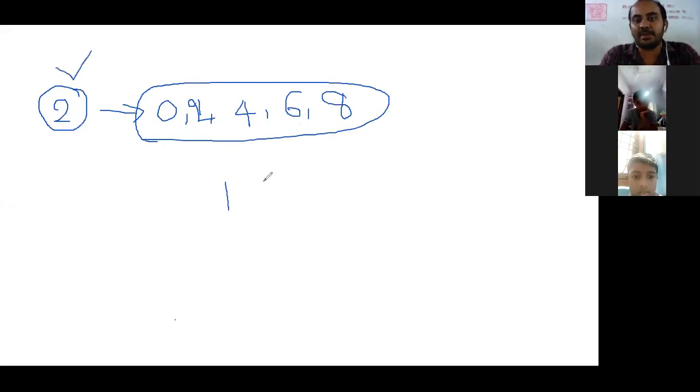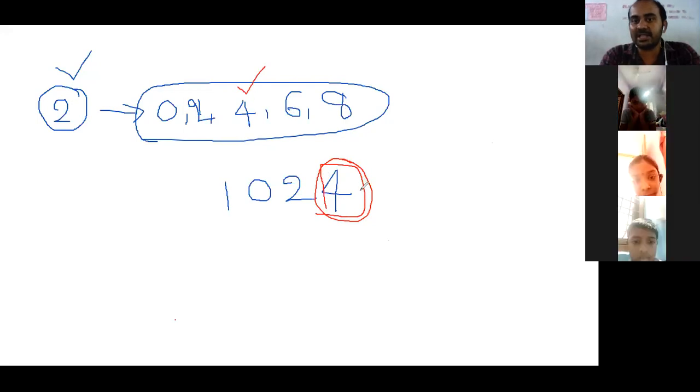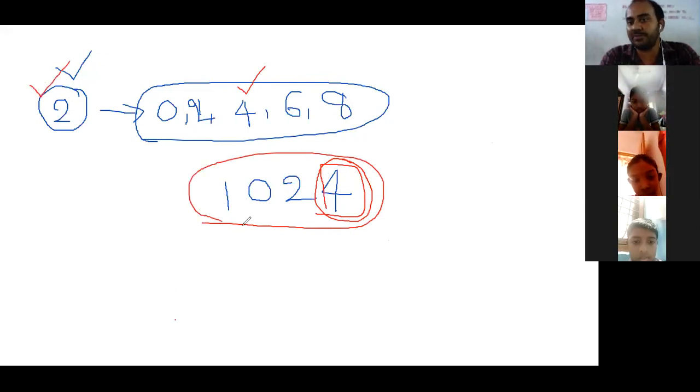For example, the number 1024. This number ends with what? 4. Now, is this 4 in this list or not? Yes. If the unit place digit is either 0, 2, 4, 6, 8, then this number is divisible by 2. That is the divisibility of 2.